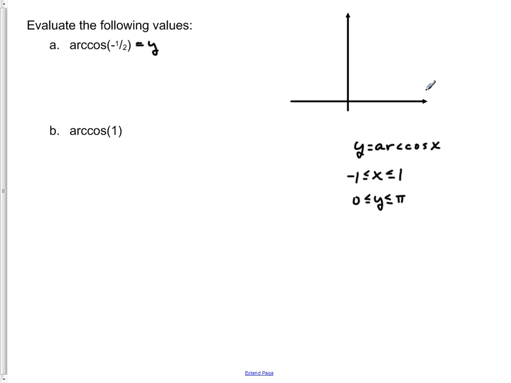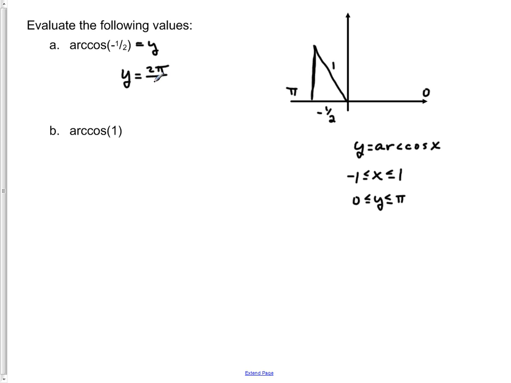Now, on the interval between 0 and pi, we think what angle would do that? Well, it would have to be the kind of angle whose ratio of adjacent side to hypotenuse was equal to -1/2. So -1/2 over 1. Well, there you go. This looks pretty familiar. In fact, we might recognize this y value as 2 pi over 3.